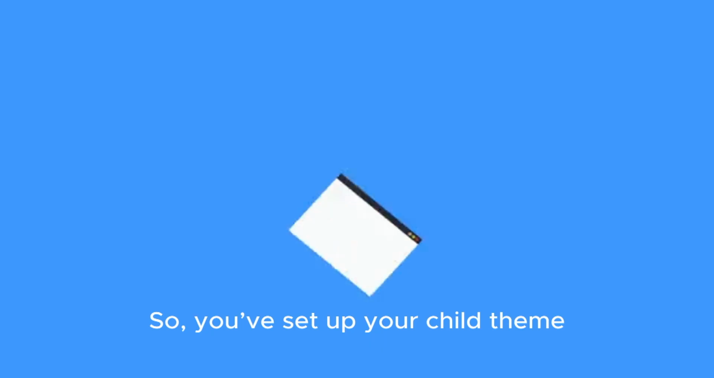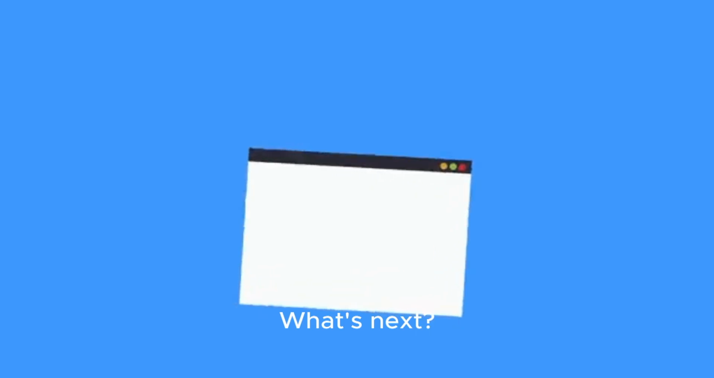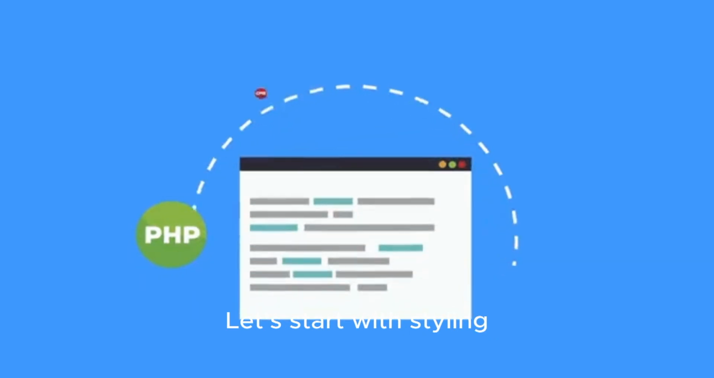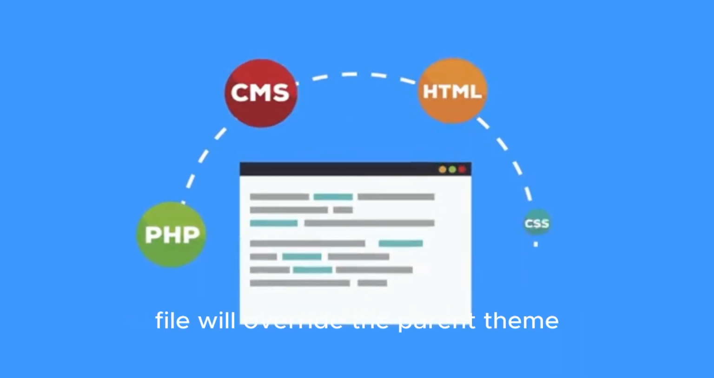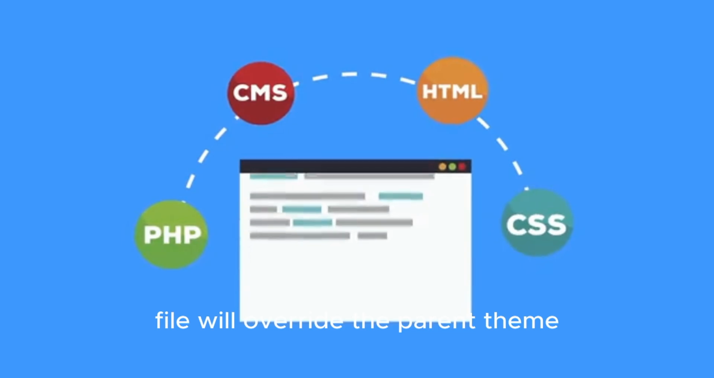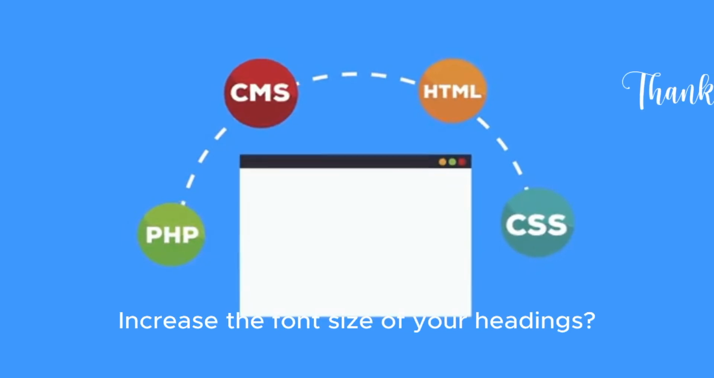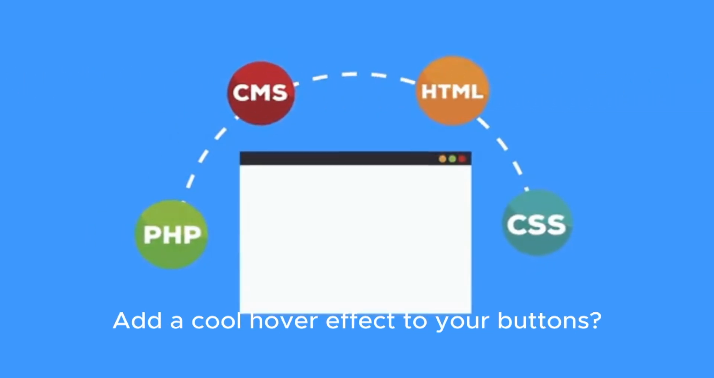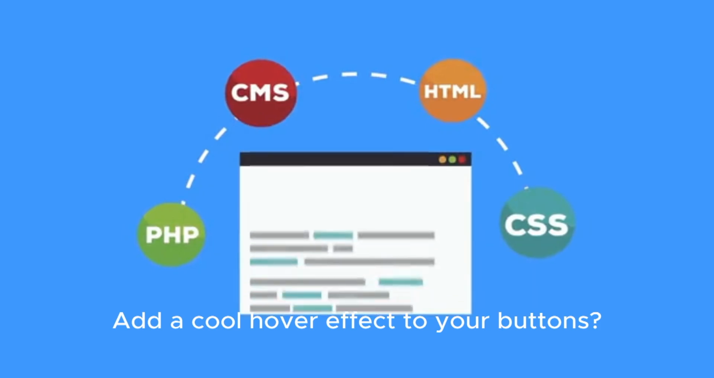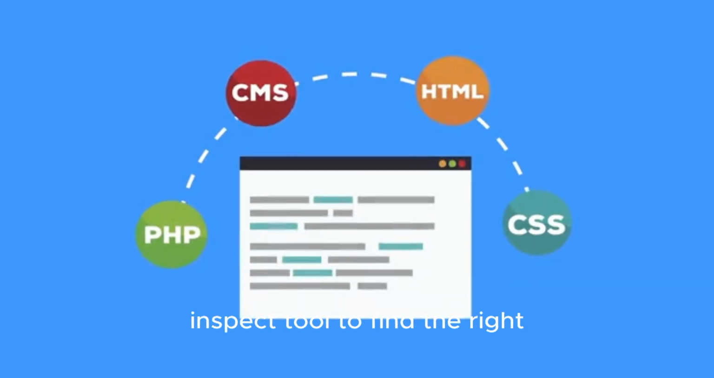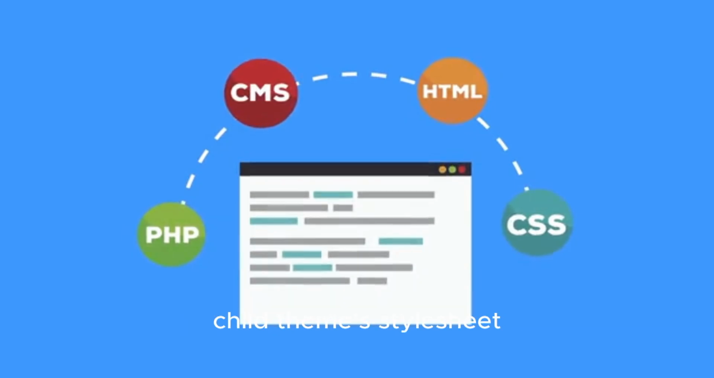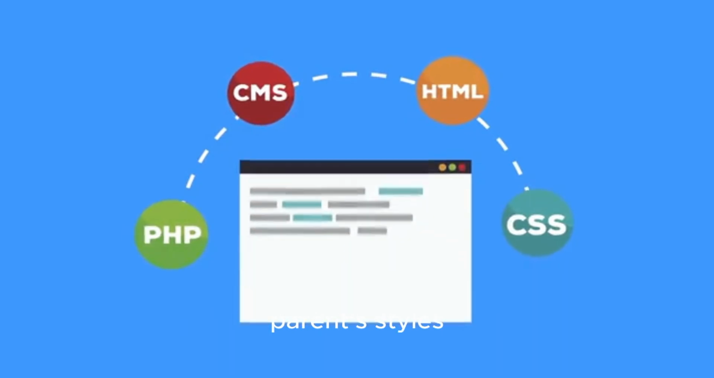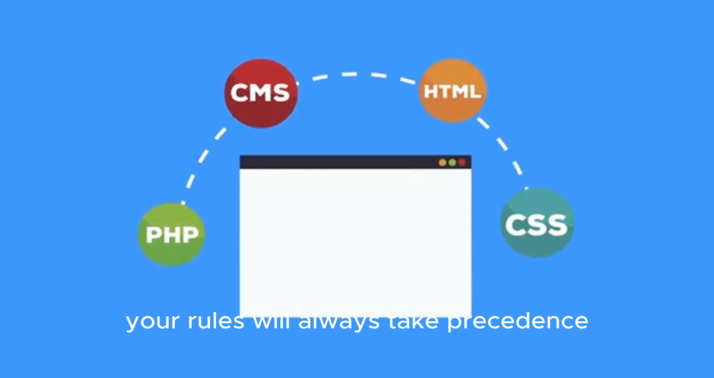So you've set up your child theme. What's next? This is where the real power comes into play. Let's start with styling. Any CSS you add to your child theme's style.css file will override the parent theme. Want to change the color of your links? Increase the font size of your headings? Add a cool hover effect to your buttons? Just use your browser's inspect tool to find the right CSS selectors and add your new rules to the child theme style sheet. Because it loads after the parent styles, your rules will always take precedence.